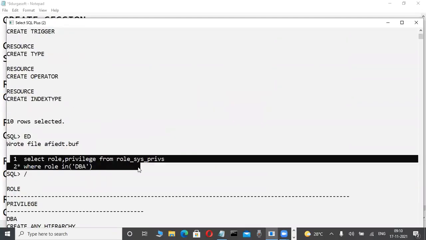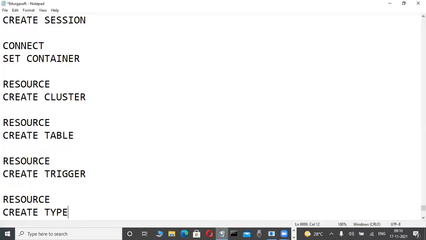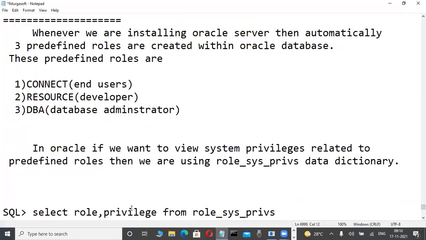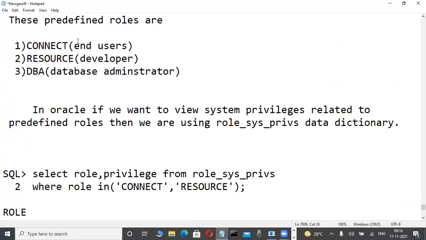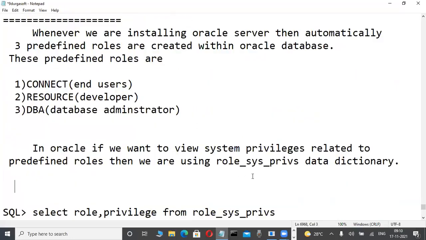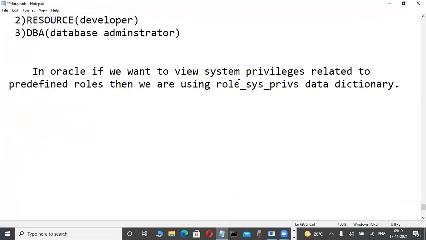Here, the DBA role. Okay. Now write some theory, write it fast. Up to yesterday we were learning about role_sys_privs, or not? Yes. Now, what does schema mean? Some fellow is asking, Murli sir, what is schema?